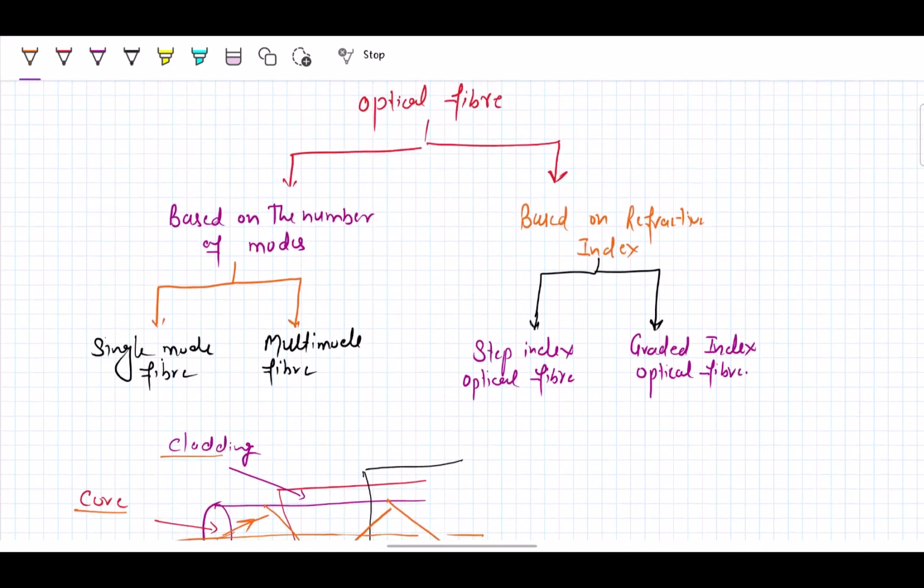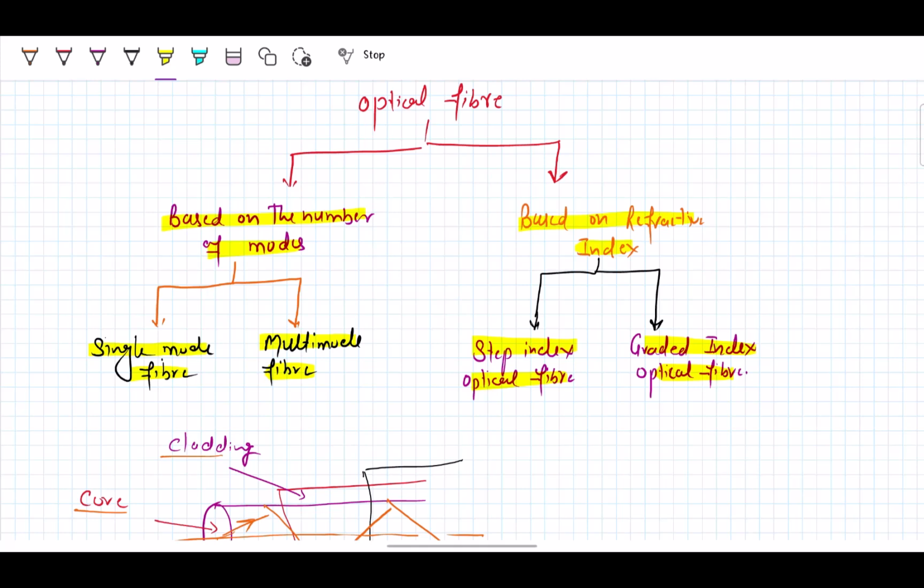So optical fibers are categorized in two ways. One is based on the number of modes, and the second one is based on refractive index. Okay, and based on number of modes, we have two types of optical fiber: single mode optical fiber and multi-mode optical fiber. And on the basis of refractive index, there are two types: step index optical fiber and graded index optical fiber. Right, now let's talk about the single mode optical fiber.